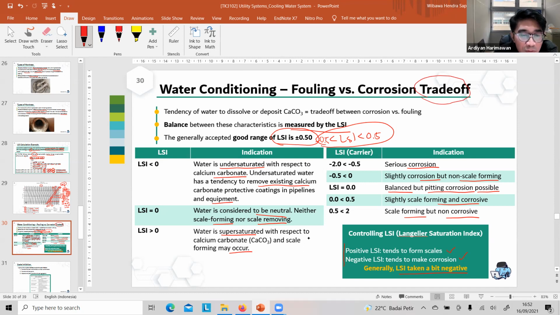Yeah, because of the effect and the duration when the corrosion happens, if you have serious corrosion, of course the effect will be very, very serious. But in terms of duration when the corrosion happens and duration when scaling happens, I think scaling is much faster. Yeah, that's why we want to have the LSI a bit negative.